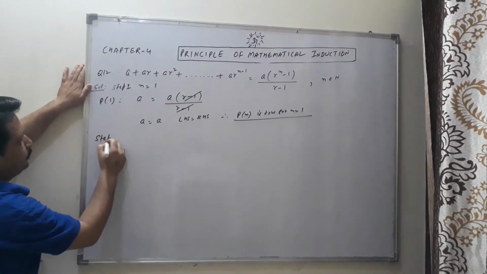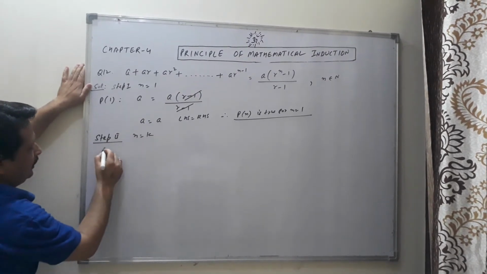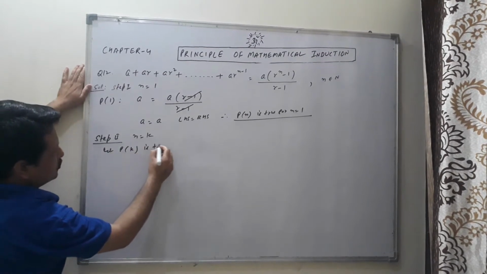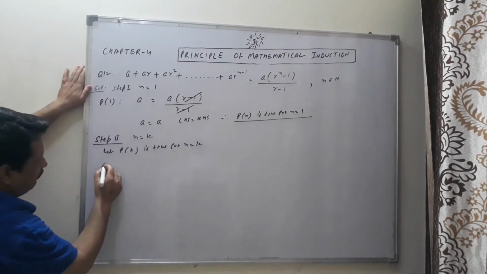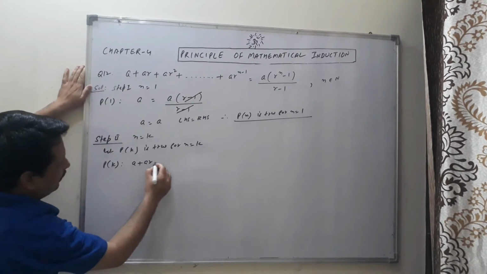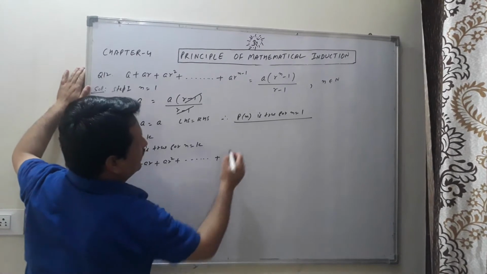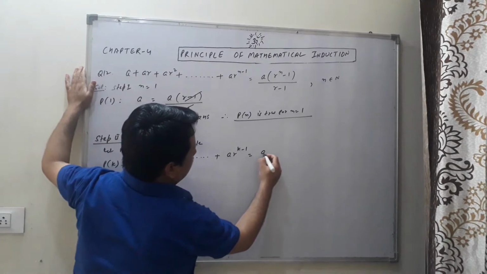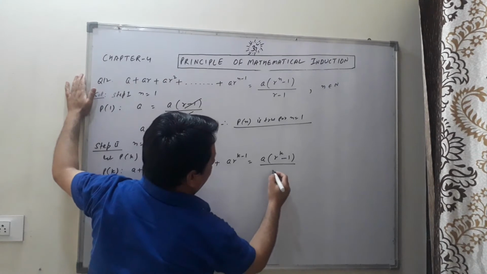Come to step number 2. N equal to k. Let P of k be true for n equal to k. We can write it as P of k: A plus AR plus AR square plus so on. At the place of n we will write k, so the last term is AR to the power k minus 1. This is equal to A into R to the power k minus 1 upon R minus 1.